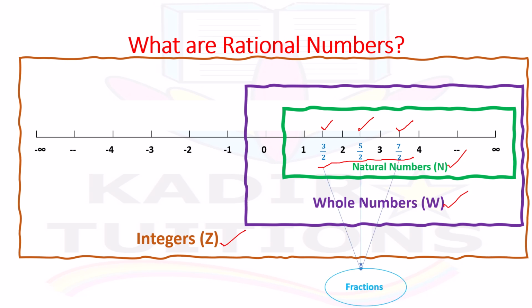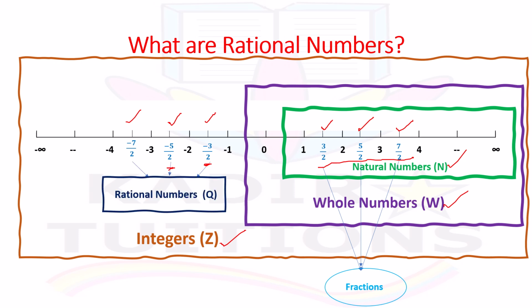Similarly, we have ratios of integers also. On our negative side we also have ratios, but they are not whole number ratios, they are ratios of integers. So minus 7 by 2, minus 5 by 2, minus 3 by 2. These ratios are known as rational numbers, and rational numbers also include the fractions. So all fractions are rational numbers, but all rational numbers are not fractions.